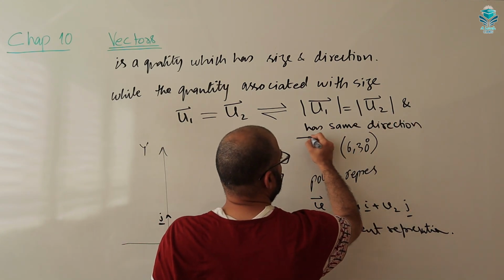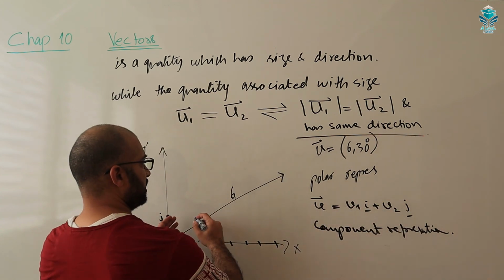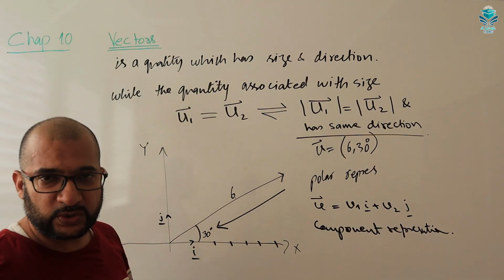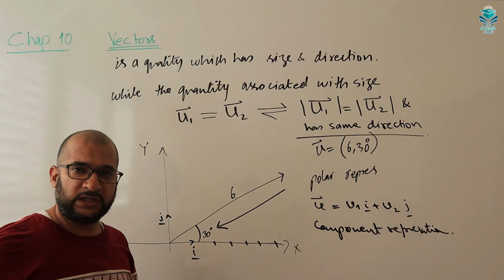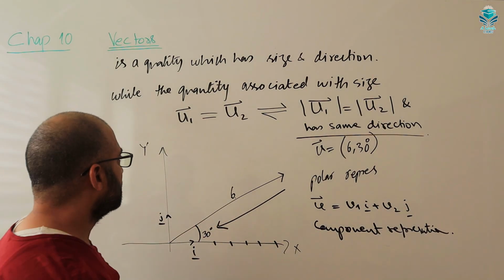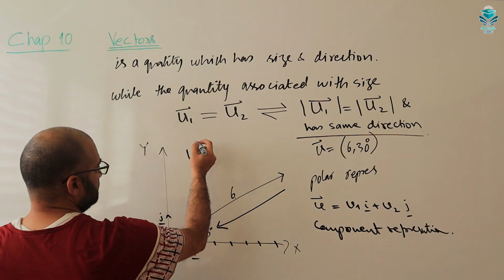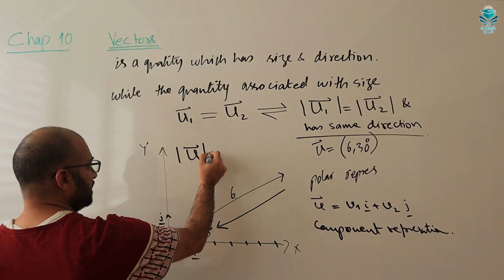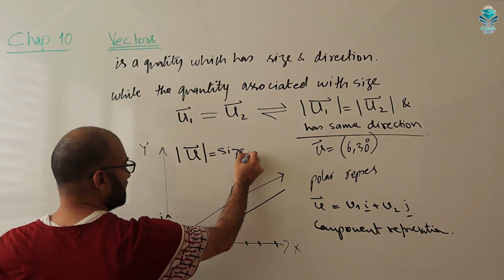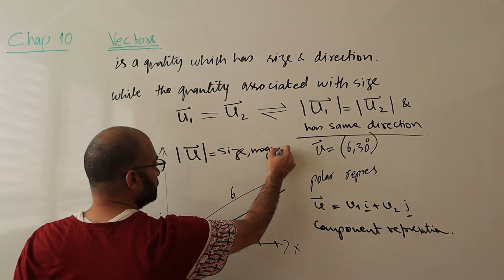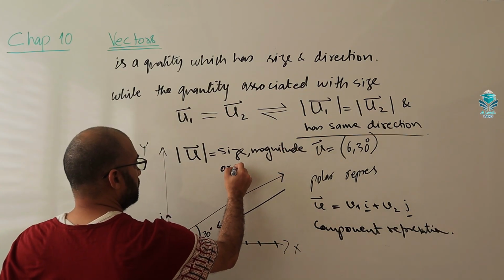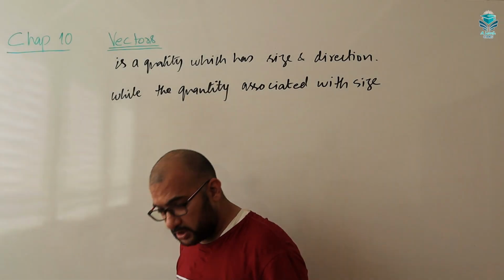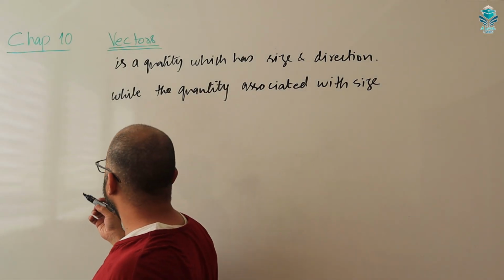If their directions are different, meaning one is moving along this direction and the second is moving along that direction, but the magnitudes are the same, then they are not equal vectors. The size of a vector v is denoted by this notation. It is also called the size, magnitude, or the length. Students, now we discuss some operations over vectors.